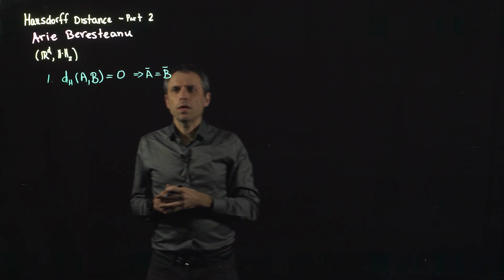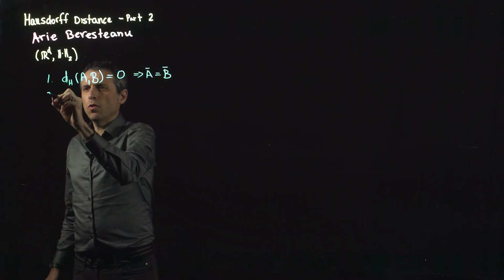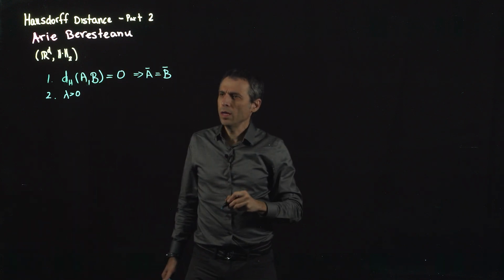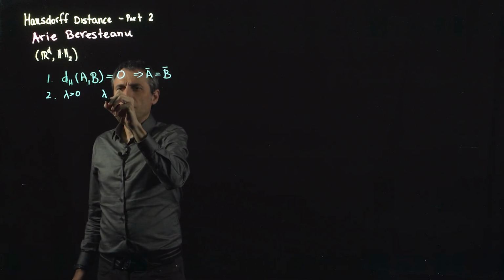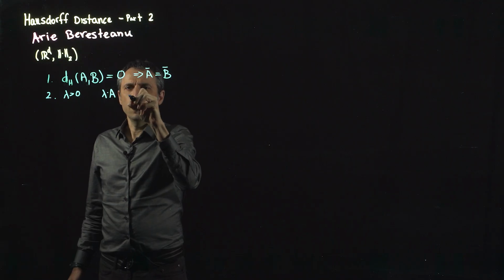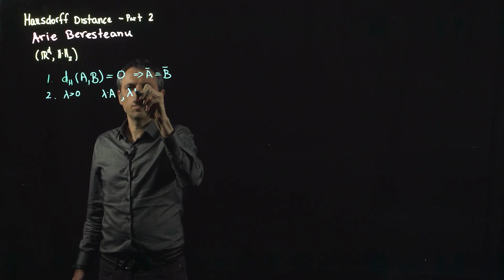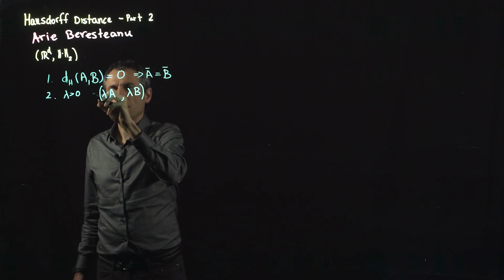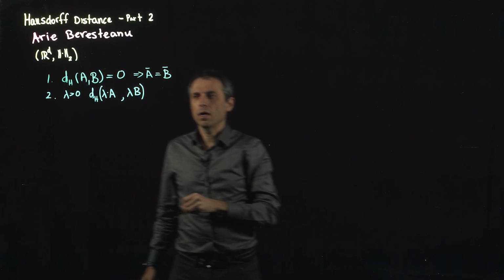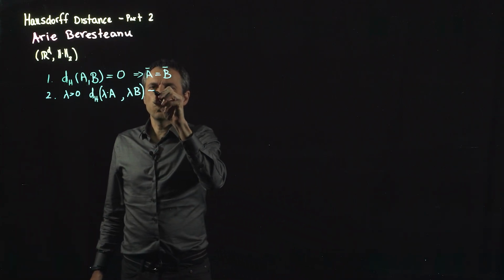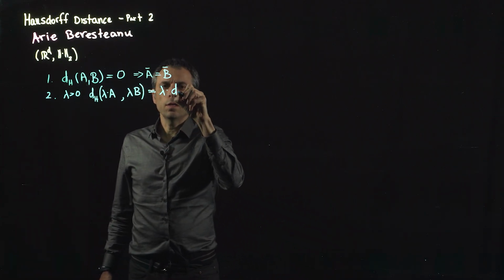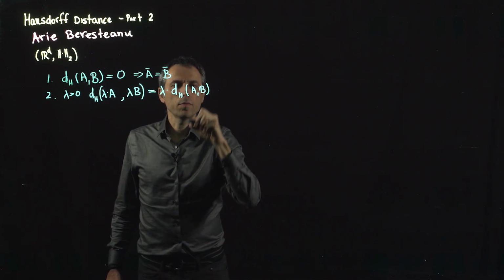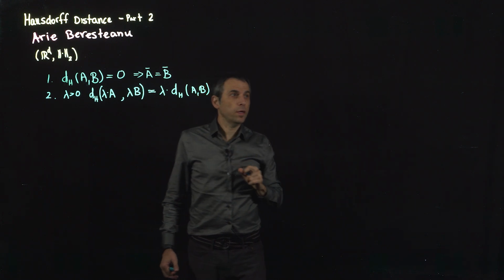Another property that will be helpful later on is that if I take a real number lambda, positive, and I multiply the set A by this number, and also the set B by this number, so each vector in A and each vector in B, and I take the Hausdorff distance between these two sets, then it's going to be equal to lambda times the Hausdorff distance between A and B. Okay, and so that's the second property.